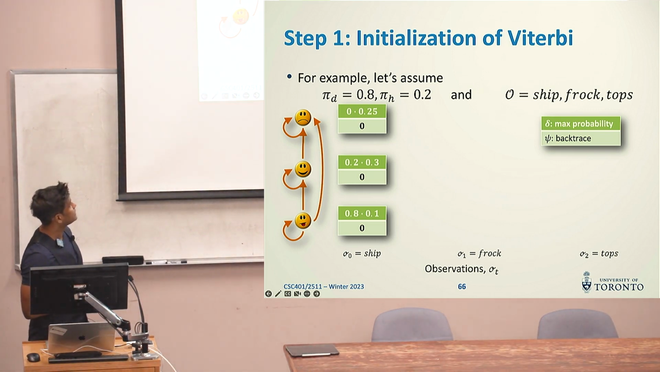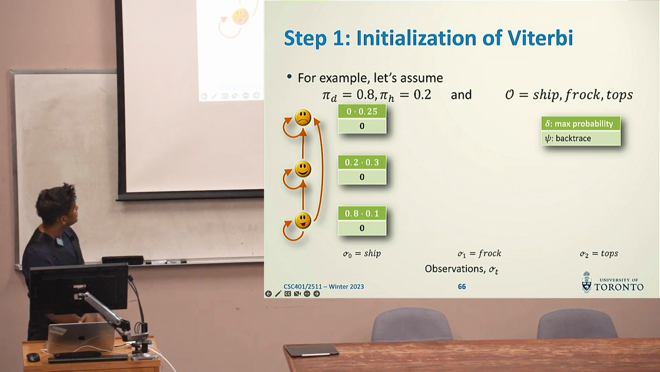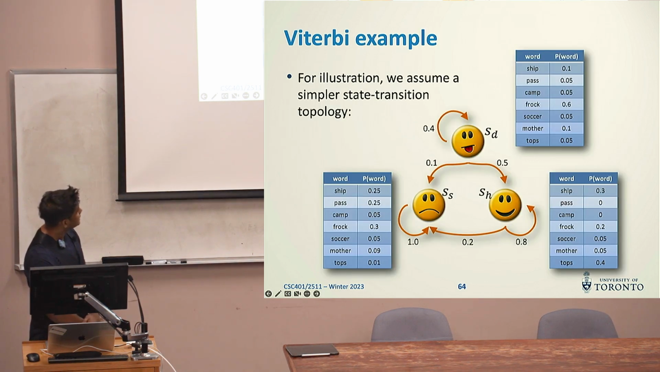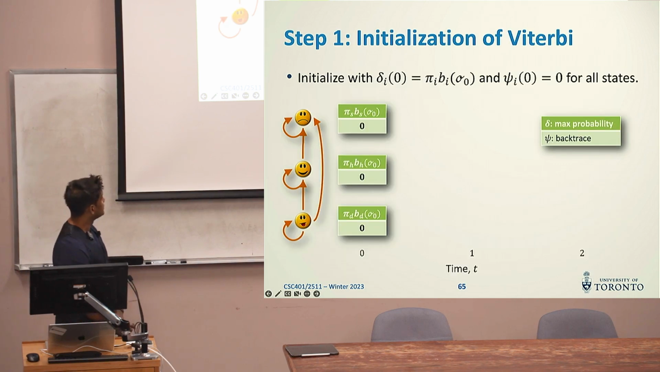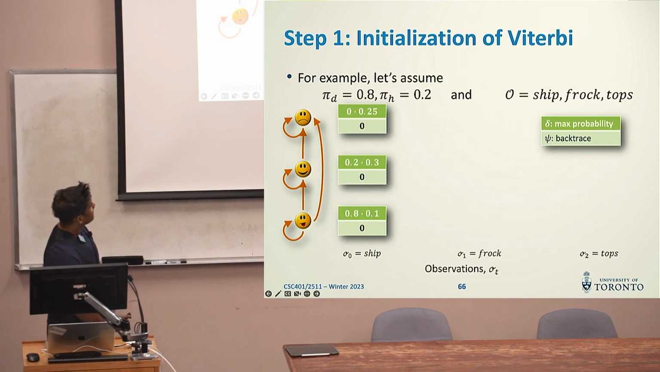So if you're in a disgusted state, sad state, then our emission probability of ship should be 0.25. Let's just check if that's right. So happy state, ship, 0.5. Okay, makes sense? All right, we're on the same page. And our observation sequence is ship, frock, and tops.